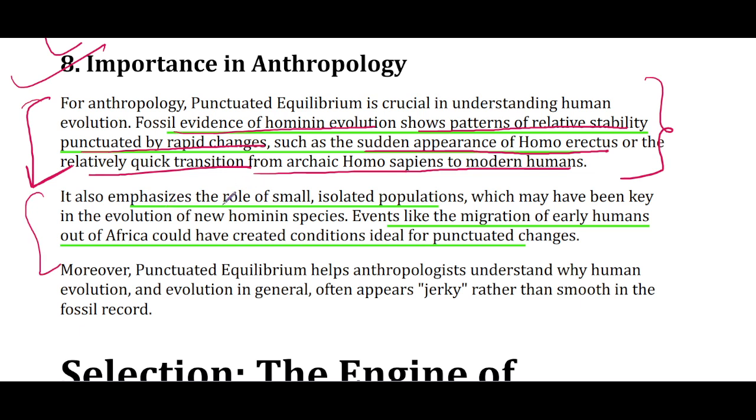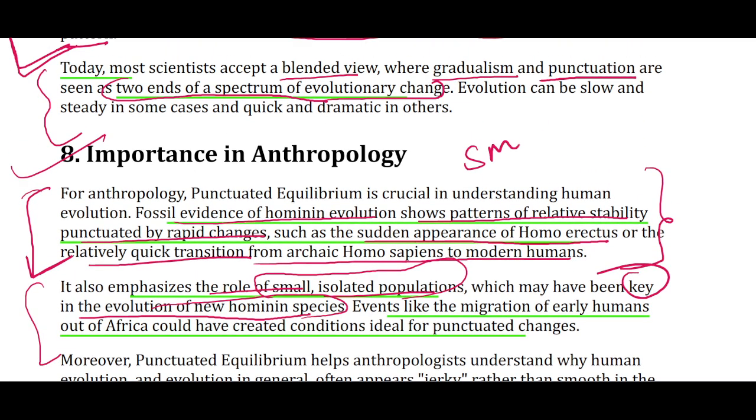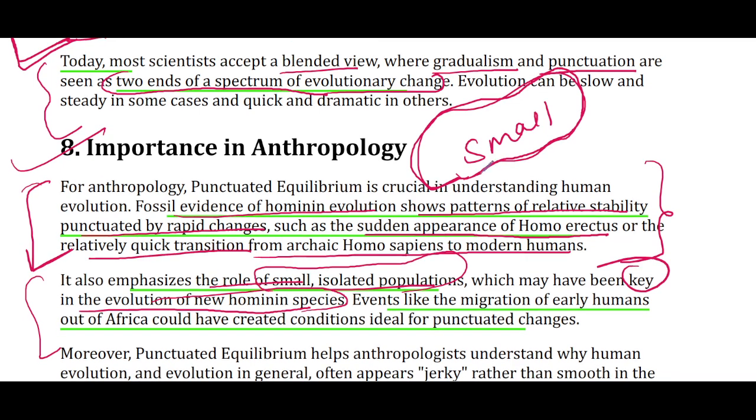Then it also emphasizes the role of small and isolated populations, which is key in the evolution of new hominin species, and not only in hominin species. Punctuated equilibrium से हमें पता चला है कि the real evolution, the rapid evolutionary events, are happening in smaller populations. So the ultimate key of evolution or ultimate key of emergence of new species lies in smaller populations.